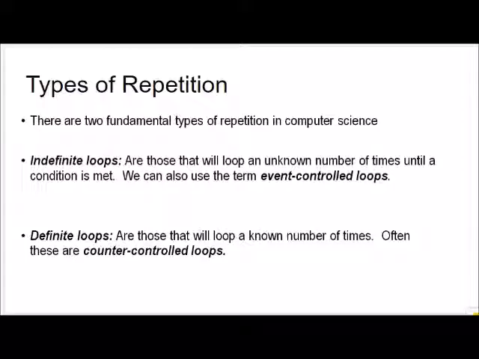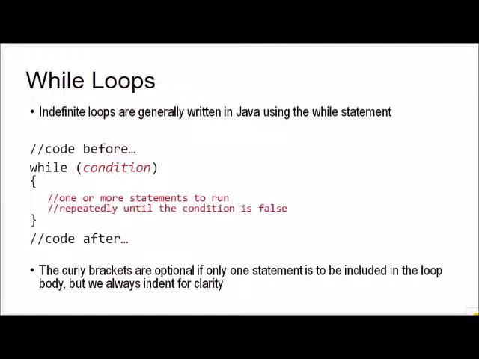Then there's also definite loops. Definite loops are also called counter-controlled loops. And that's where you will tell something, okay, loop 10 times, loop 20 times. So you know exactly how many times it's going to loop before the code gets run. So today we're going to focus on while loops, which are indefinite loops.